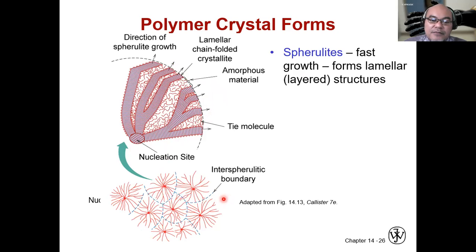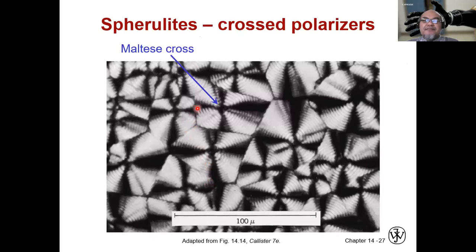Then the boundary between the spherulites is called an interspherulitic boundary. This is a polymer with spherulites as seen from polarization microscopy.